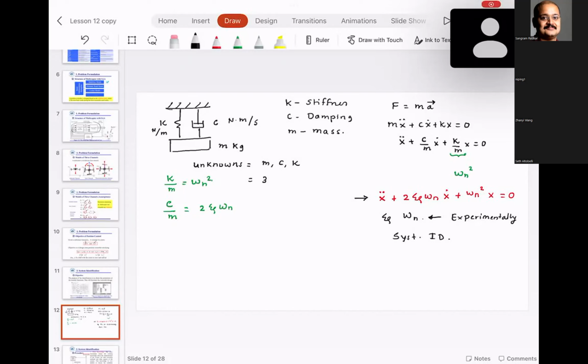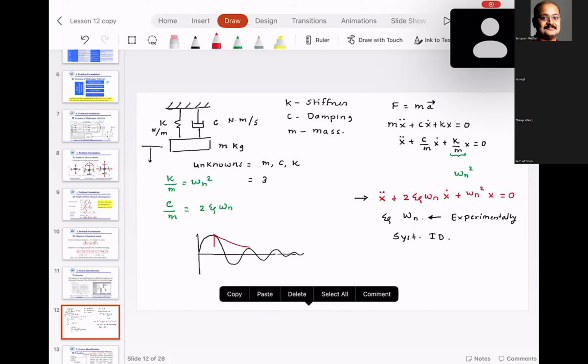So how would you do the system identification? The easiest thing to do is pull this mass and let it go. You would observe that this system is going to oscillate, something like this. And what you do is you find out the logarithmic decrement. You find out this value x1, you find out this value x2, and the ratio of x1 by x2 is related to 2 zeta omega n. That gives you one equation.